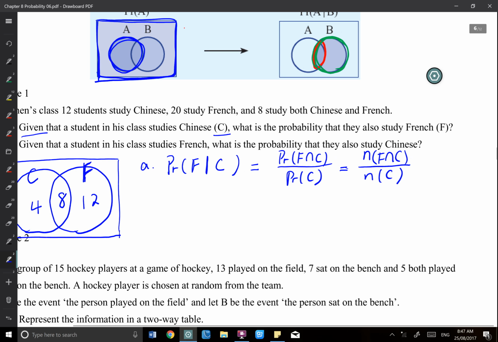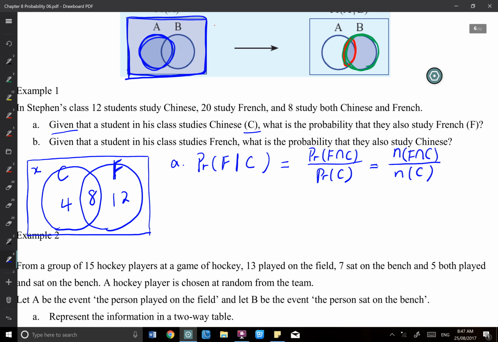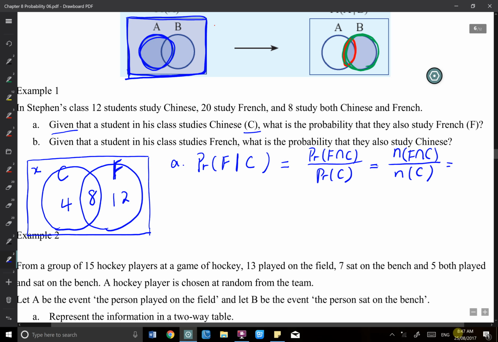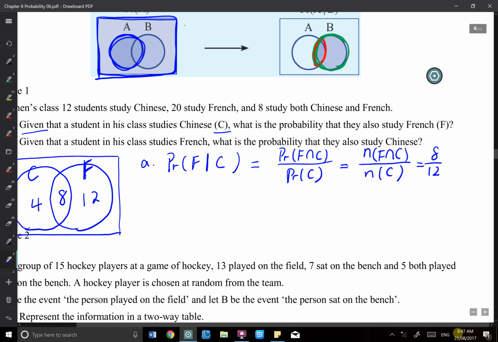So it's given you Chinese, so there's only 12 students eligible when we talk about this case. So 12 reduced to the Chinese circle, 12. And then I want to know the intersection, which is 8. So this is 8 on 12. Okay, 8 on 12. That's 2/3. Okay, 2/3.